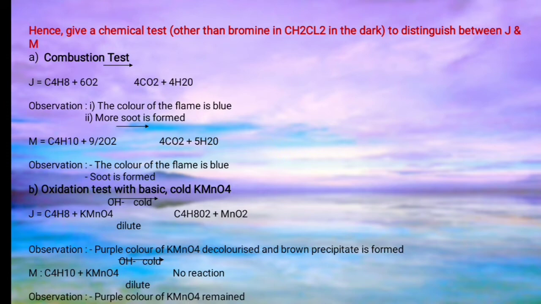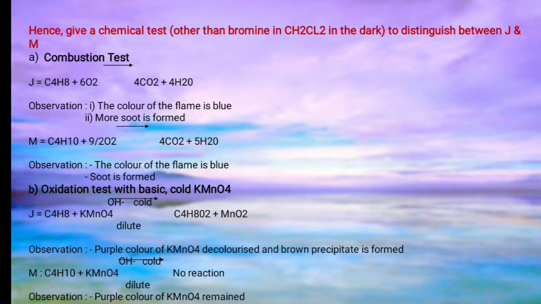Next, we use M, C4H8, which will react with 6 mol of oxygen gas, and it will form 4 mol of CO2, carbon dioxide gas, and 4 mol of H2O. The observation is, first, the color of the flame is blue, and there is less soot formed.